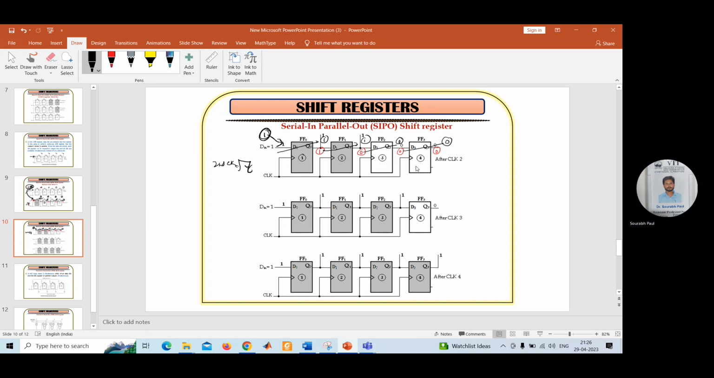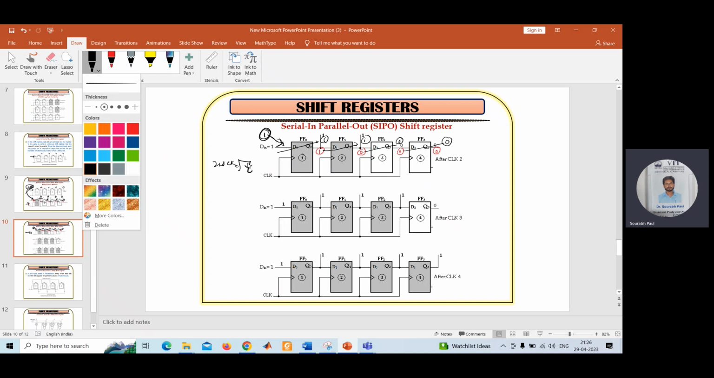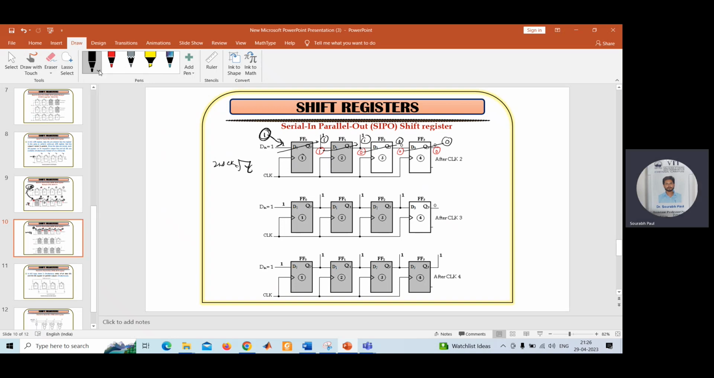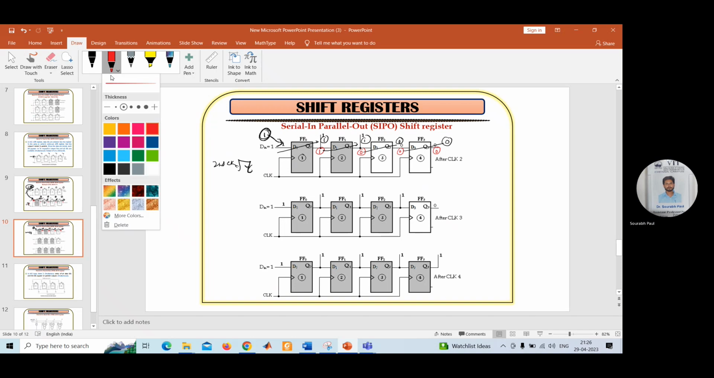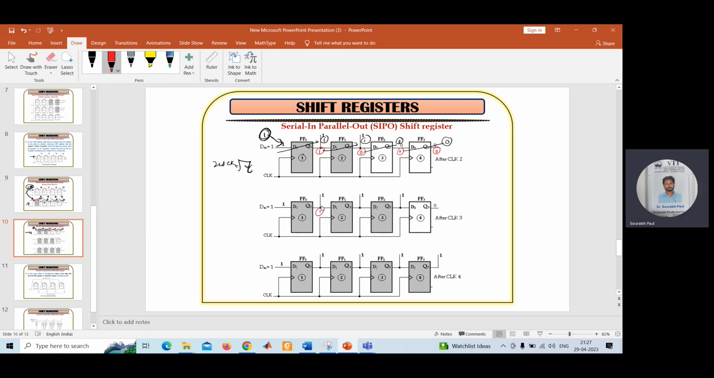Okay, as your input is 0, these are the outputs we got in this stage, or means after applying the second clock. So these values I am writing. Next time I have to use these values. So let me write down this 1, this 1, this 0, this 0.